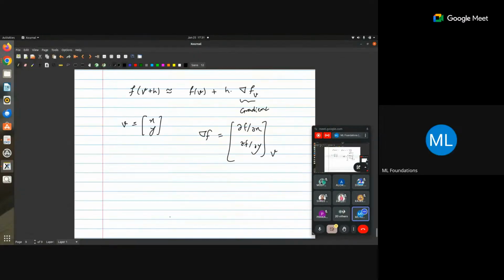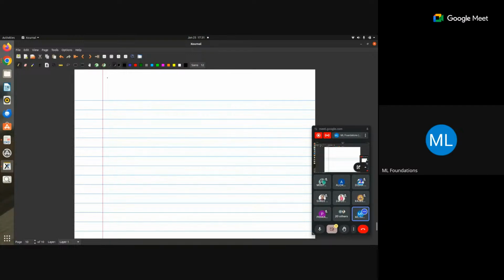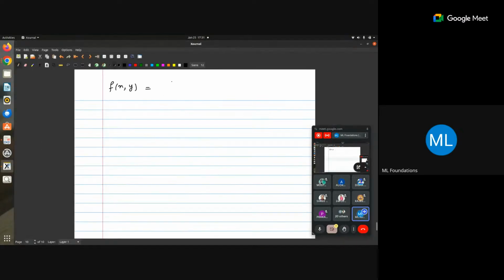Okay, so we have our function as what? Let's say it's a function of x, y, and that is e to the power x sine of x minus y. I need a gradient to solve this. So what is the gradient here?